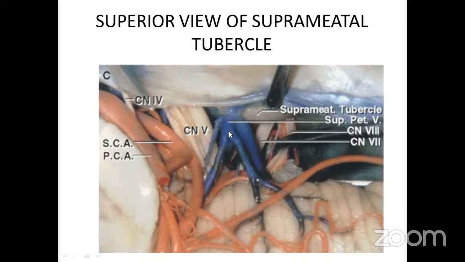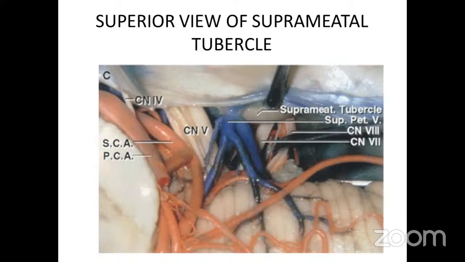This is the superior petrosal vein. This is the cranial nerve 5, and cranial nerve 4 is more medial, and as sir has said, this is the SCA. So if we see superiorly, SCA is more medial to the cranial nerve 5. So these are the lateral to medial relations of the superior complex.